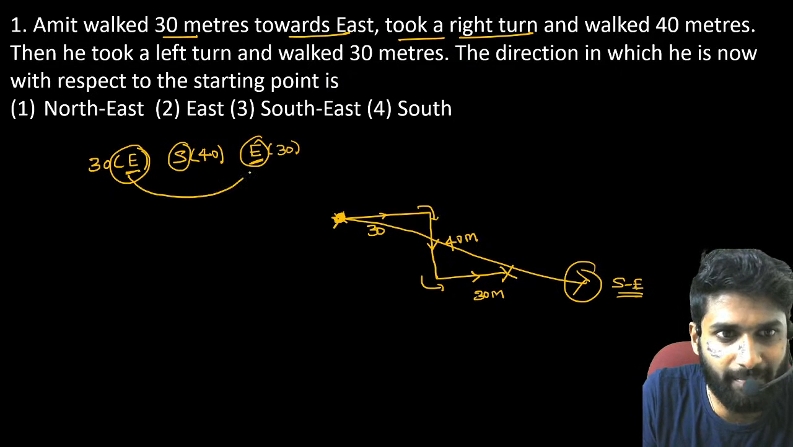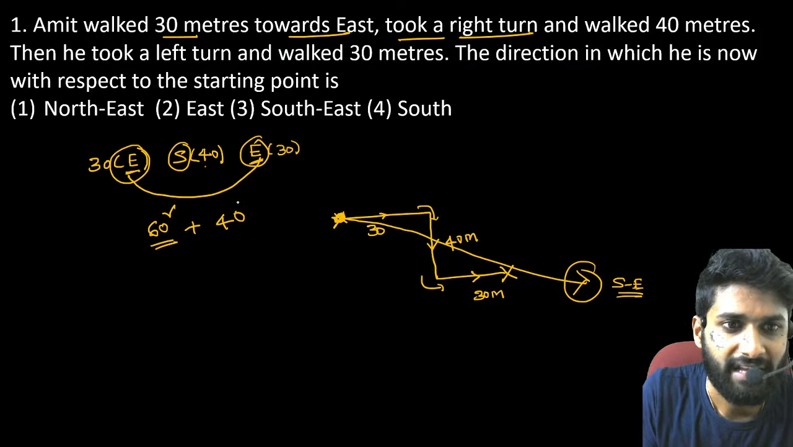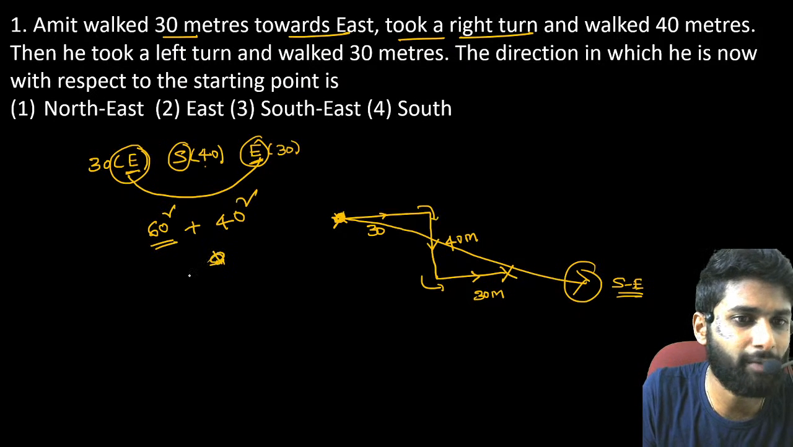East plus east is definitely equal to 60 meters. Again, south becomes 40 meters. Now your answer is equal to the square root of 60 square plus 40 square. That value becomes your answer.